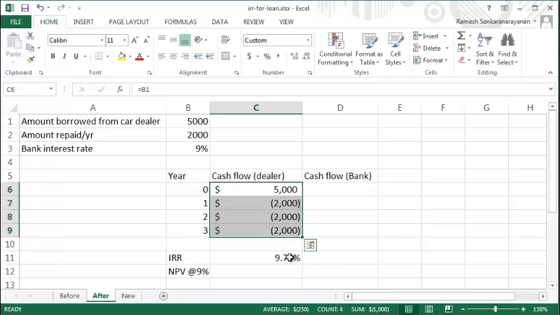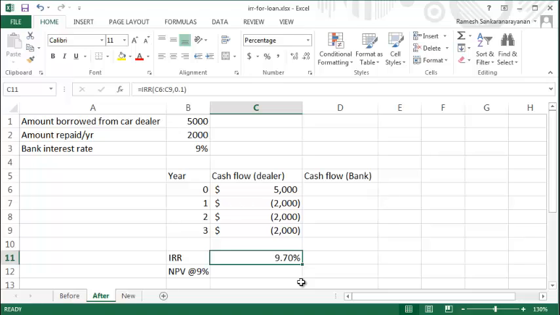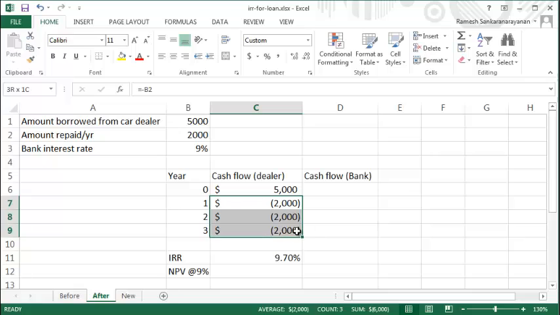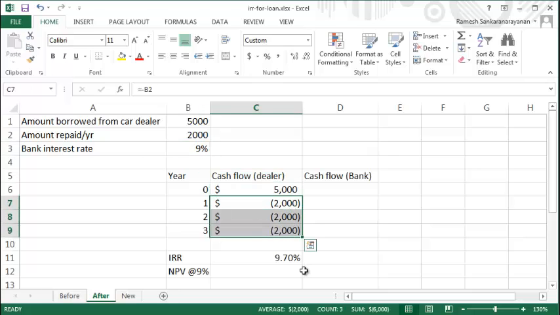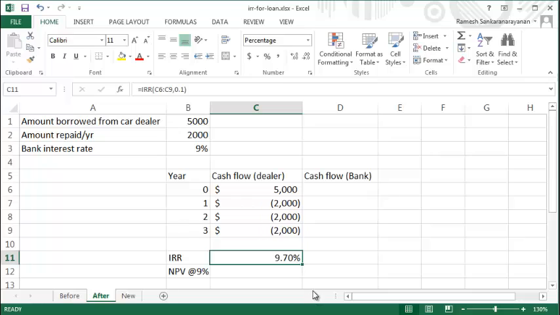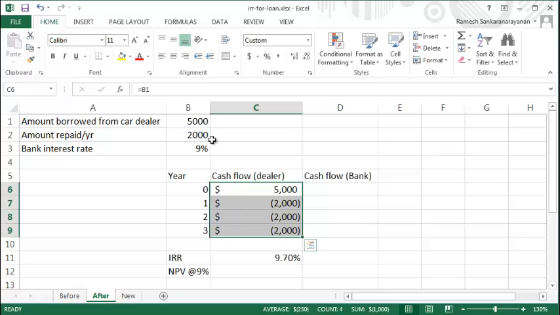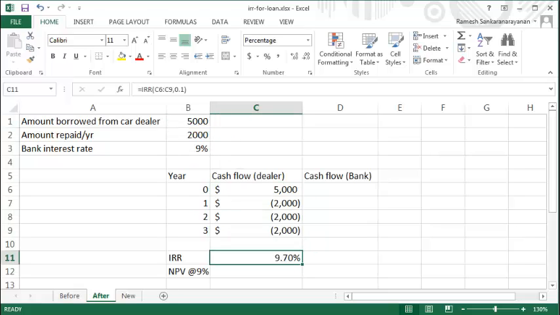Now, is that good or bad? If you were investing this money and you were earning money at the end of various years from your investment, then your 9.7% is greater than, let's say, the money that you would earn in the bank, which is 9%. So it would be good. But in this case, you're actually borrowing this money and repaying this money in the next 3 years. And your internal rate of return is higher than the bank interest rate. So this is actually bad for you. So borrowing money on these terms from the car dealer is actually bad for you because its internal rate of return at 9.7% is higher than the interest rate that you will pay by borrowing from the bank.